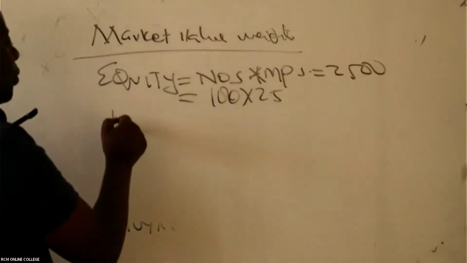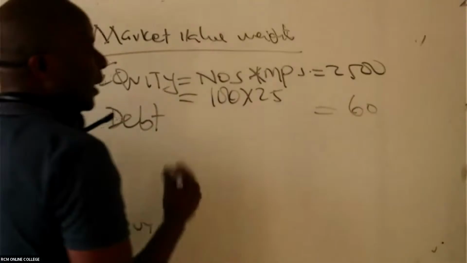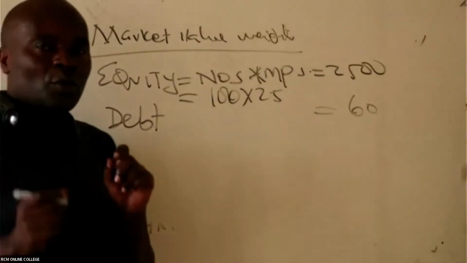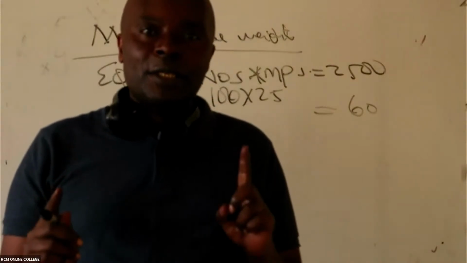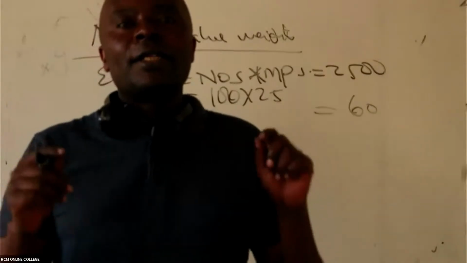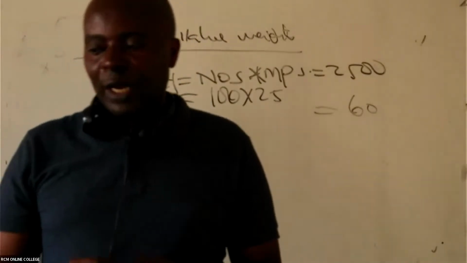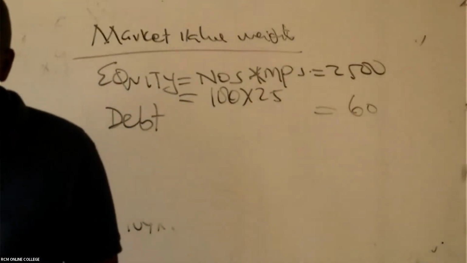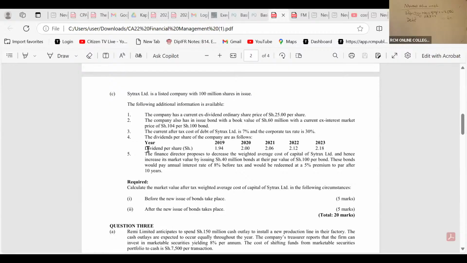But now, they have told me that debt is 60. But 60 is just what we have in the book, and the financial management experts want the market value. So now we change this 60 to the market value. Please come here and you can see the adjustment.